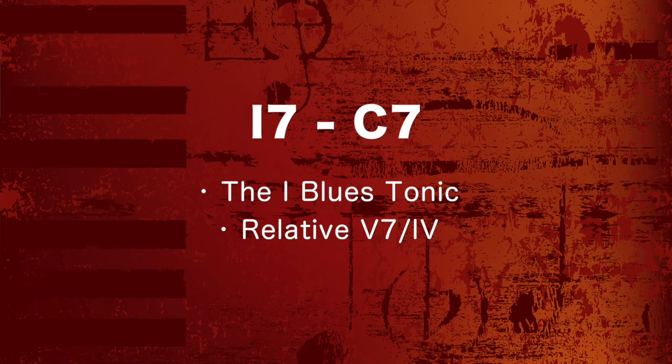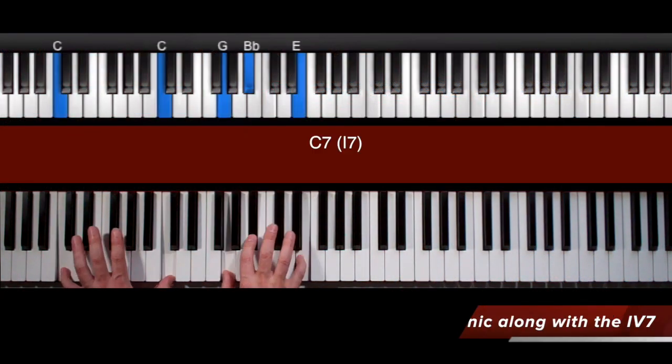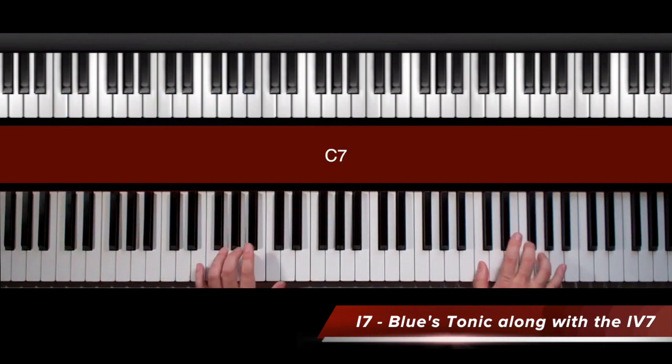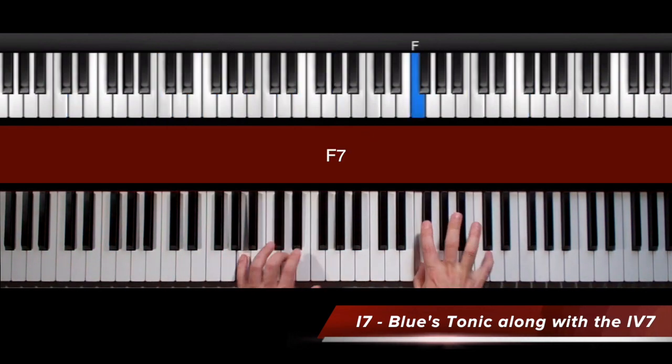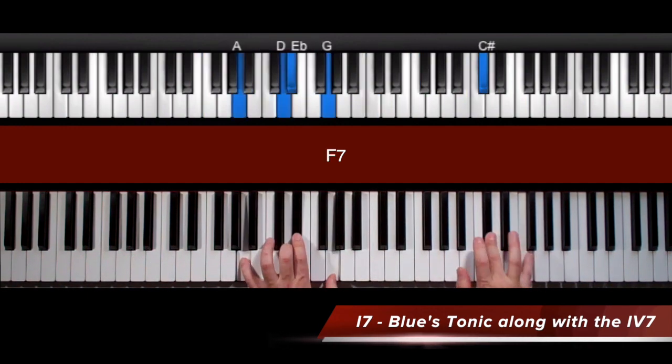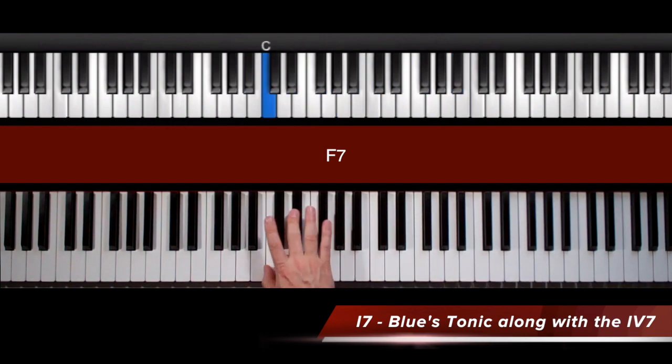The 1-7. The 1-7 is a tonic of the blues and works along with the 4-7. From C7 to F7 to C7 to F7 and back to C.